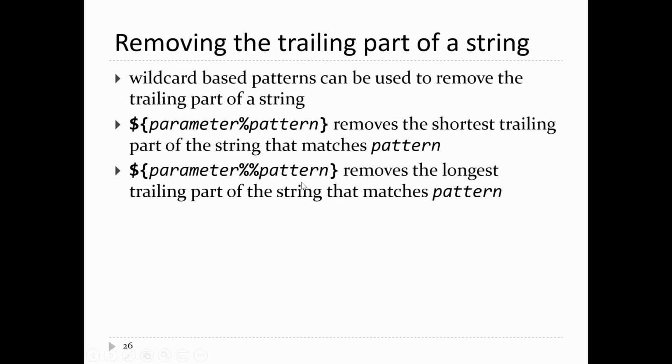You can also remove the trailing part of a string. So if I want to get the file name part, or what's called the base name of a file, I want to remove all of the extensions from the name of the file. So now you want to remove from the back part. So that's the % instead of the hashtag. So parameter %pattern will remove the shortest trailing part of the string that matches the pattern. %% pattern removes the longest trailing part of the string that matches the pattern.